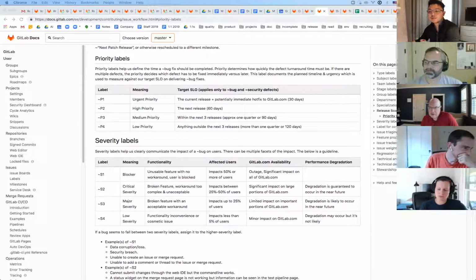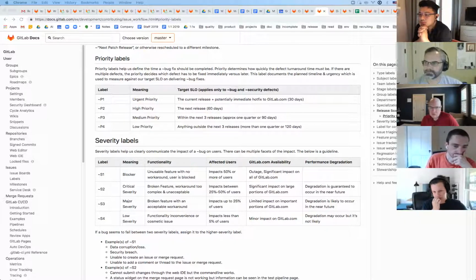Yeah, and I think the way we interpret this generally is you look across these different vectors, and if you see something that is higher, you always err on the side of higher. So broken feature, workaround too complex and unacceptable, would immediately, regardless of the impact to users, probably put you in an S2. Unless you saw less than 5% of users, maybe. Even in that situation, I think you might still say it's an S2.